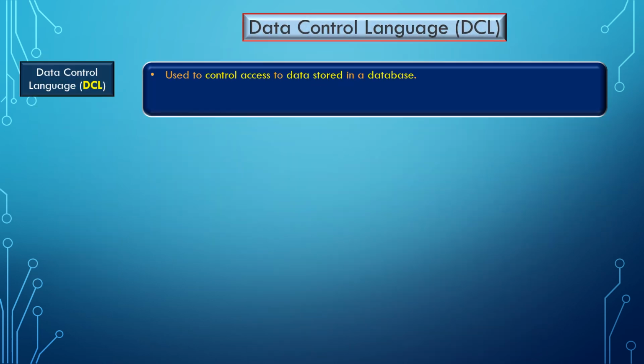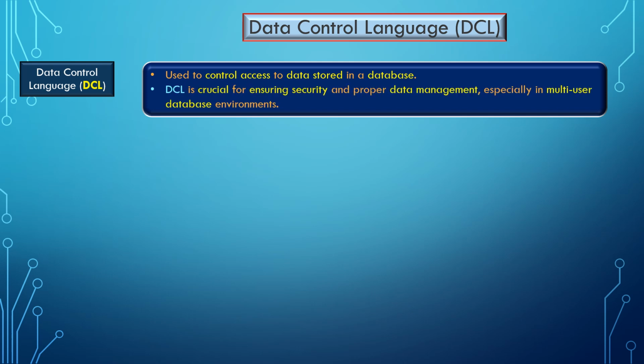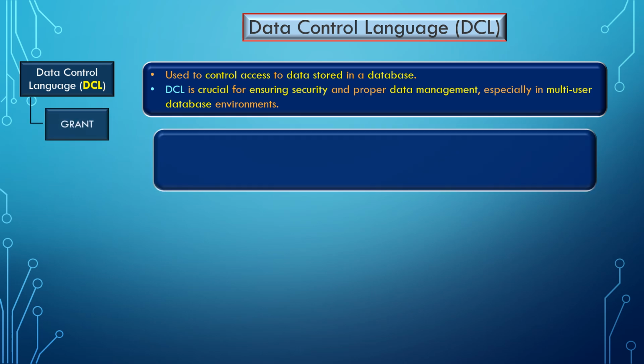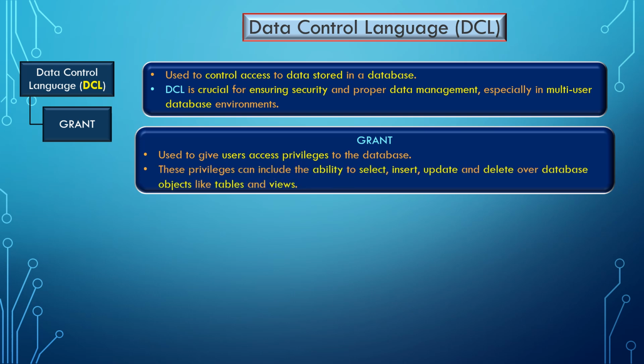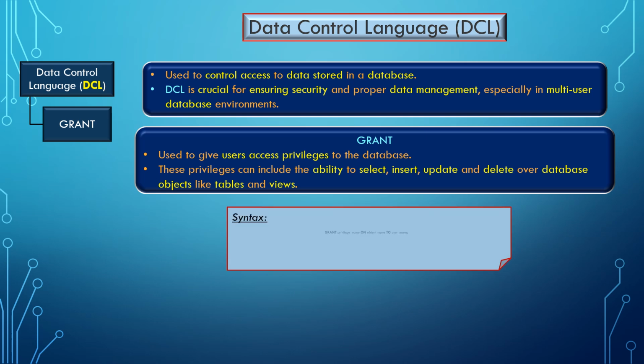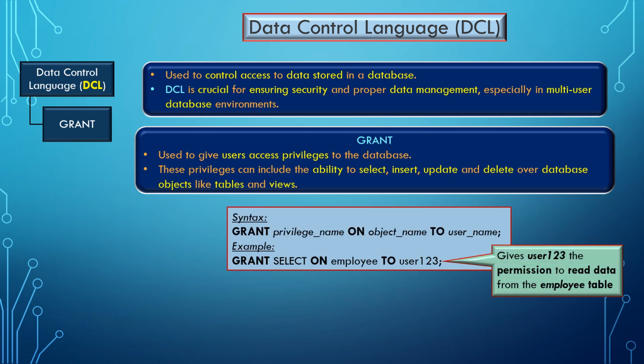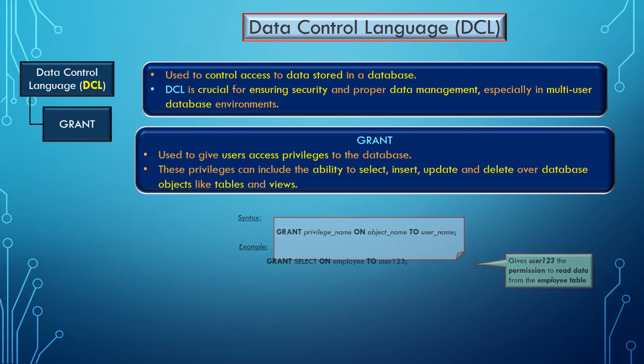Data control language is used to control access to data stored in a database. DCL is crucial for ensuring security and proper data management, especially in multi-user database environments. Grant is used to give users access privileges to the database. These privileges can include the ability to select, insert, update, and delete over database objects like tables and views. In this example, Grant gives user 123 the permission to read data from the employee table.